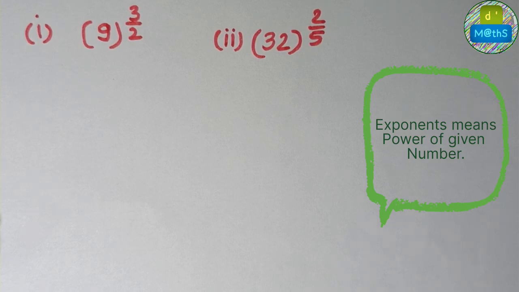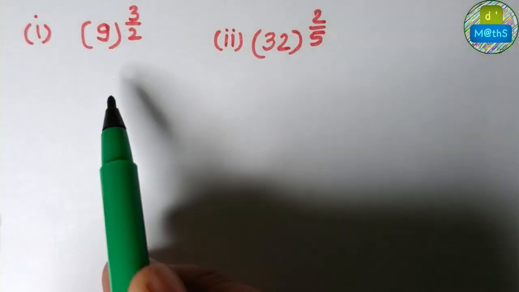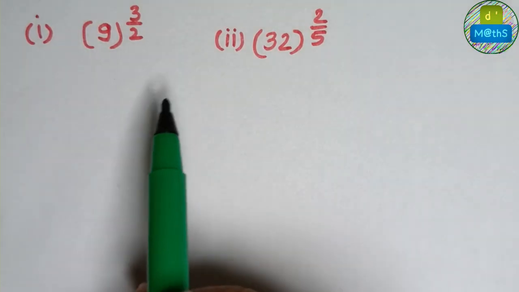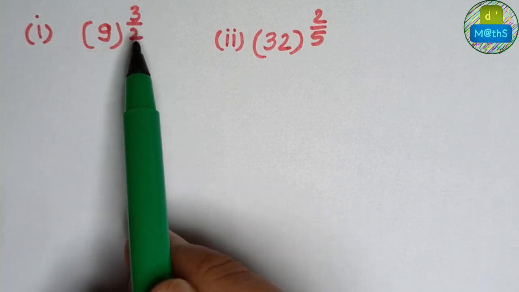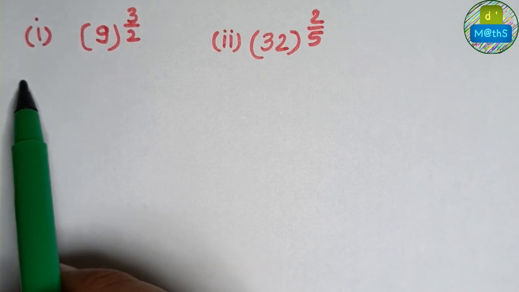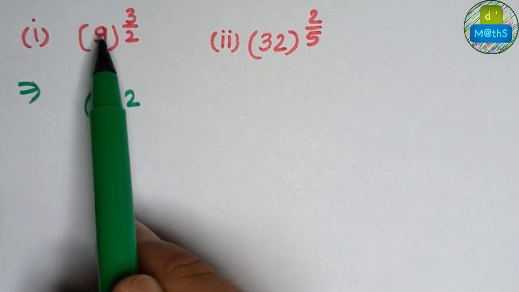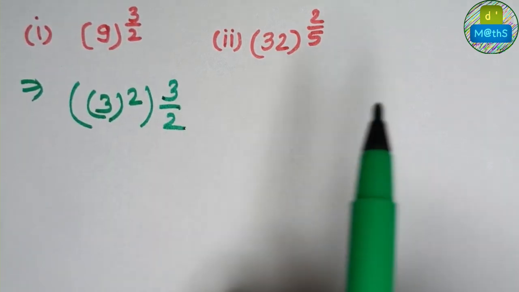Now your first question: if we have to find 9 to the power 3 upon 2, what will be your operations? It seems quite difficult, but it is not actually difficult. Your first step should be to remove the complexity and assume a number whose power can be written in place of 9. So we can write 3 square in place of 9.